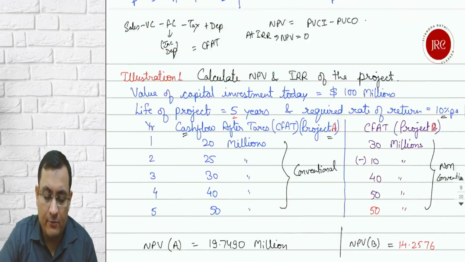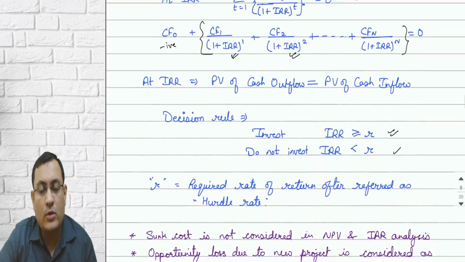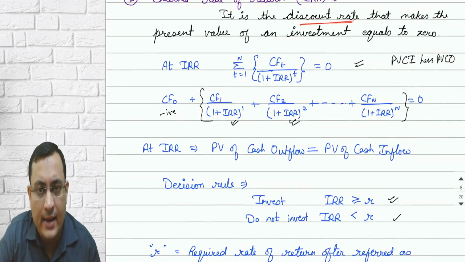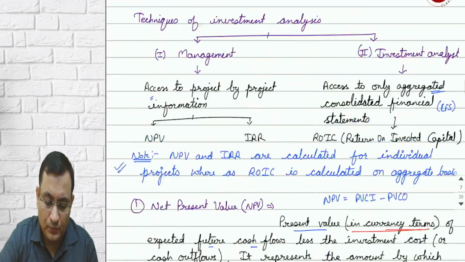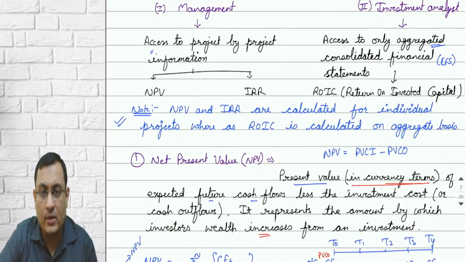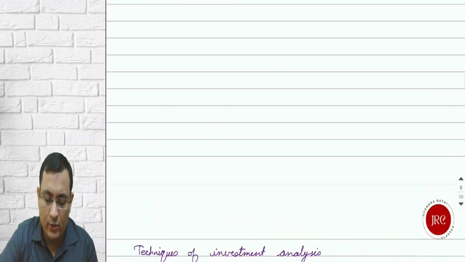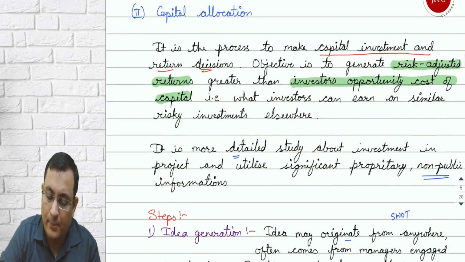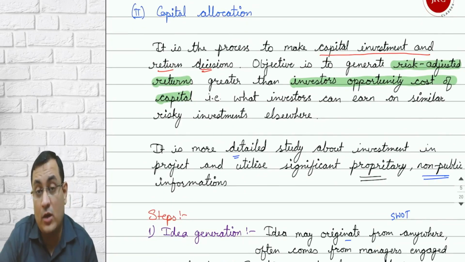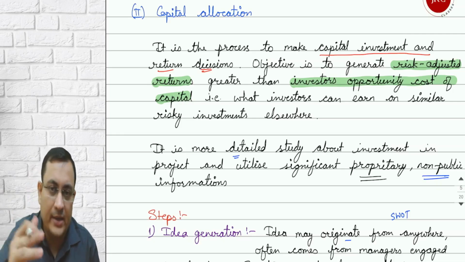So hopefully with this everyone understood the calculation of NPV and IRR technique used by management, because they have data related to the project, non-public and proprietary information, which is not available to the public. So this NPV and IRR calculation will be only done by management because they have project specific data of cash flows, etc.